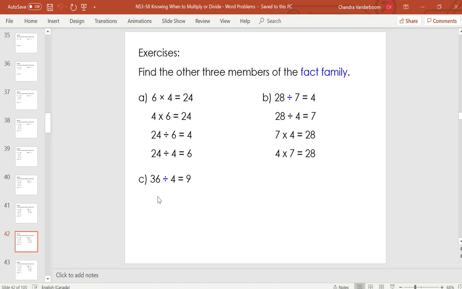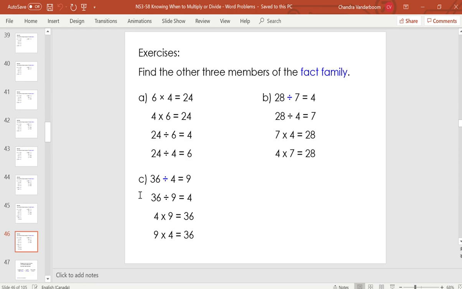And our last one, 36 divided by 4 equals 9. It's a division one again. So for our other division, we keep the biggest number at the beginning, 36, and we just switch these ones around. So 36 divided by 9 equals 4. And then for multiplication sentences, all we do is read them backwards. 4 times 9 equals 36, and 9 times 4 equals 36.